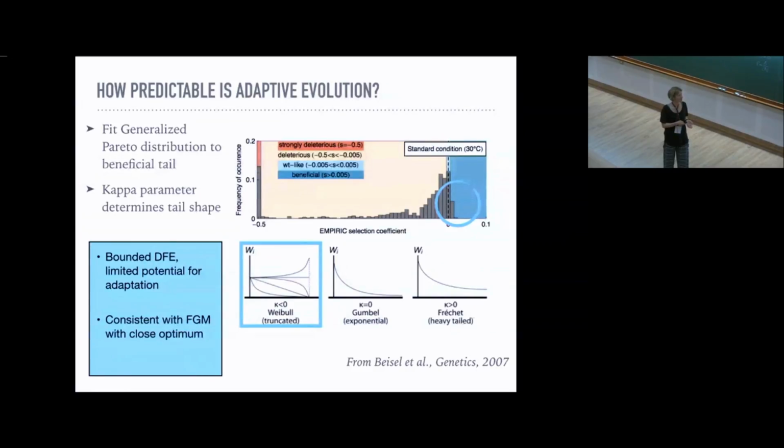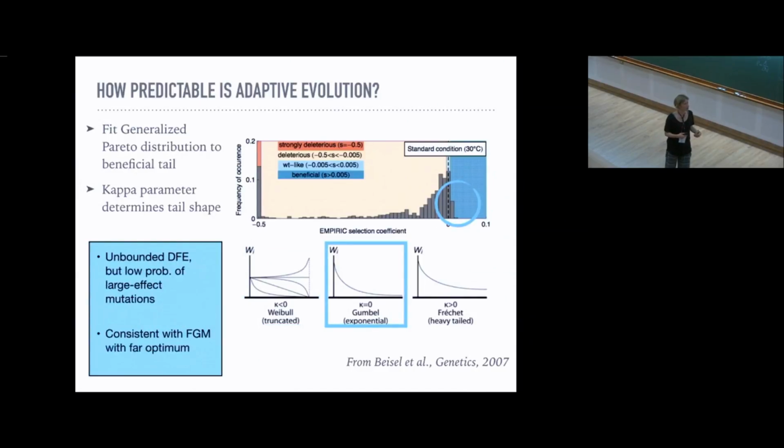On the other hand, it also means that the different possible beneficial mutations that are still there are very similar in effect. So it's rather unpredictable which one will actually take over in the population. Now the second domain is the Gumbel domain, in which we have an exponential tail of the fitness distribution, and that is consistent with Fisher's geometric model if the optimum is far away or if you have very many phenotypic dimensions. And that means that the DFE is already unbounded, but you have a very low probability of getting large effect mutations.